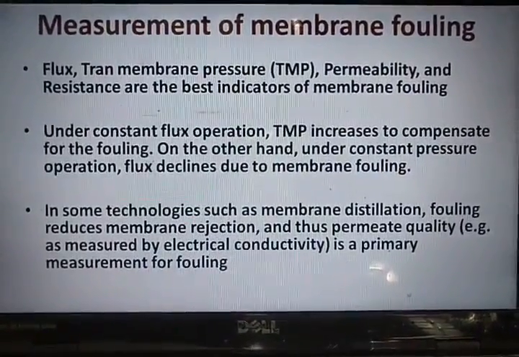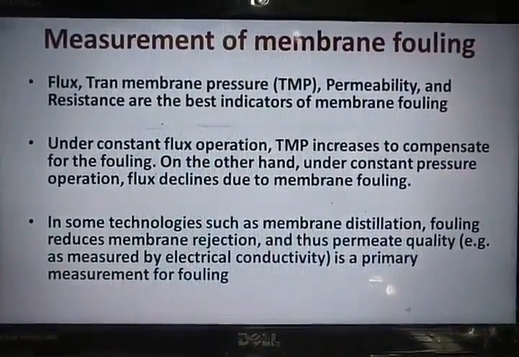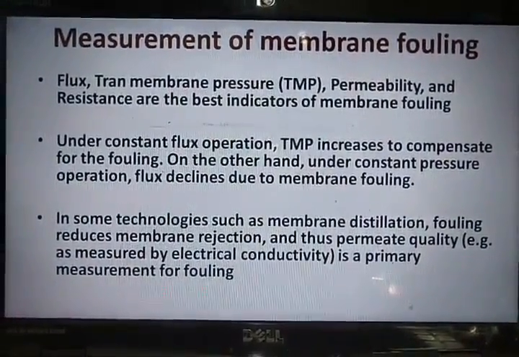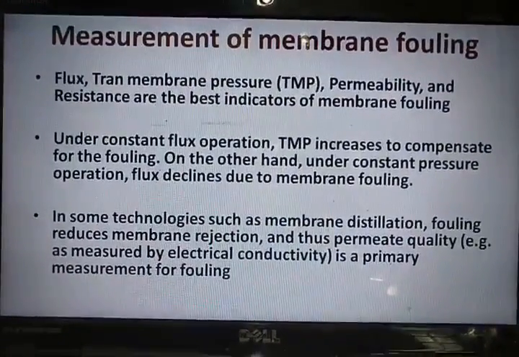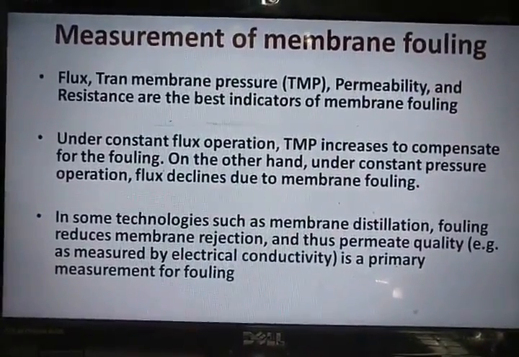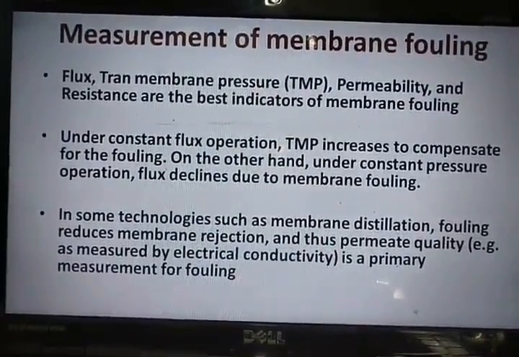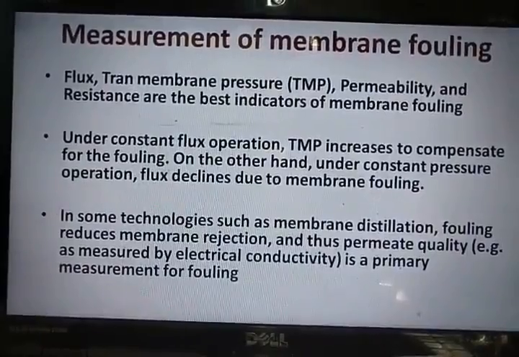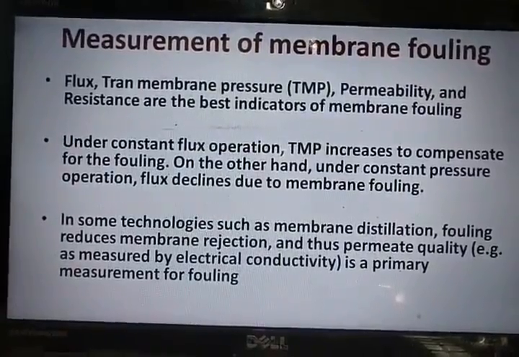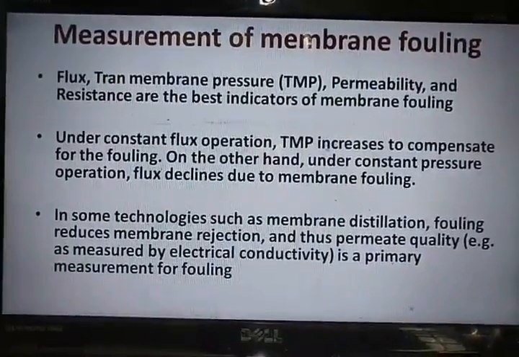So how do we measure membrane fouling? Parameters like flux, transmembrane pressure, permeability and resistance are the best indicators of membrane fouling. Flux is nothing but the water transferred across a membrane per unit area per unit time, so naturally the flux gets reduced if you have any fouling on the membrane. Similarly, the permeability drops and more resistance will be offered by the membrane if there is fouling, and these are the immediate indicators of membrane fouling.